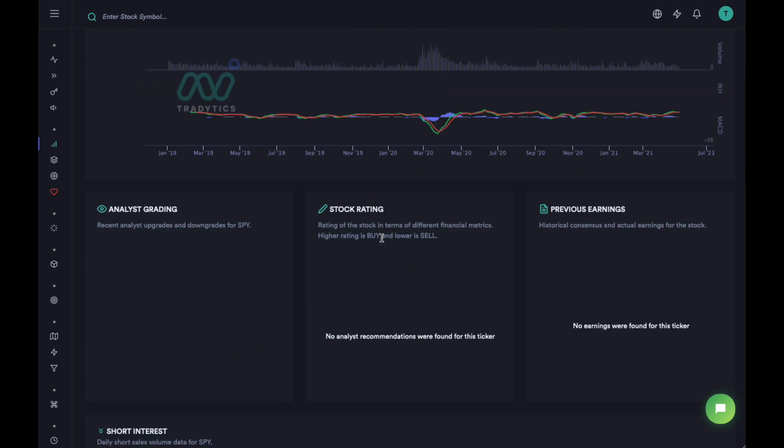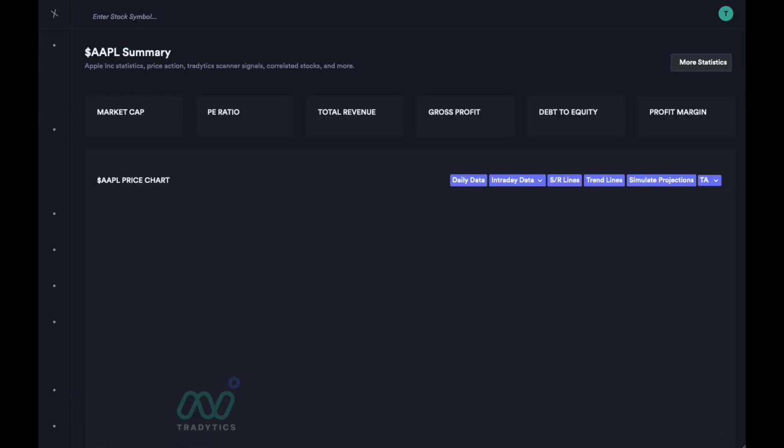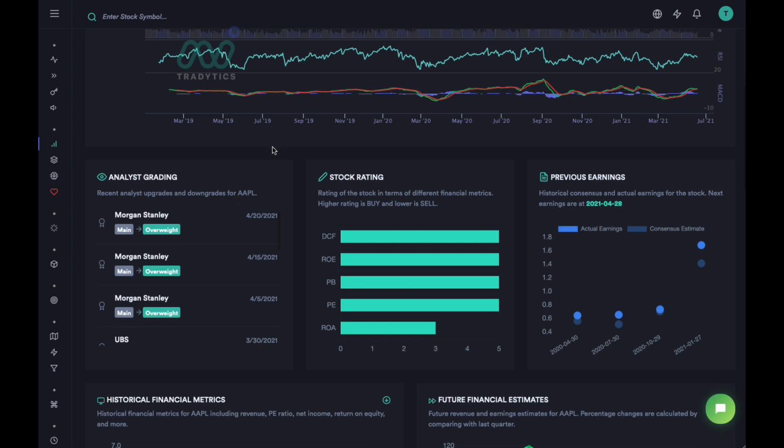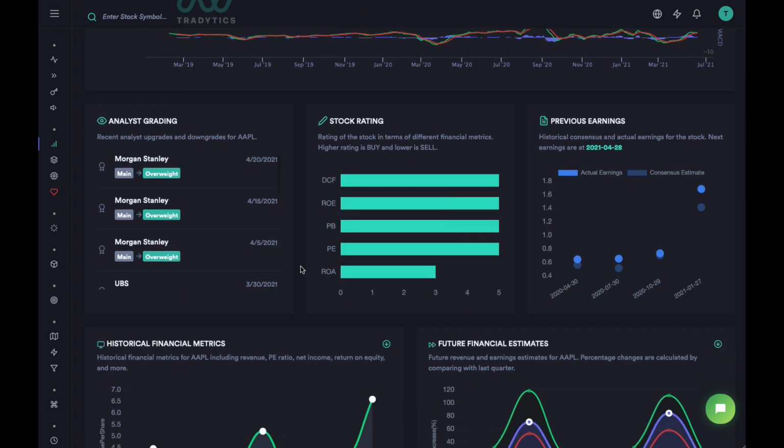Then we have these analyst ratings and stock ratings, but since these are mostly there for individual stocks instead of indices, let's quickly go to Apple. You can see that Apple has been upgraded by a few companies. So these are the most recent analyst grades. Then this is a stock rating, and then we have some previous earnings.